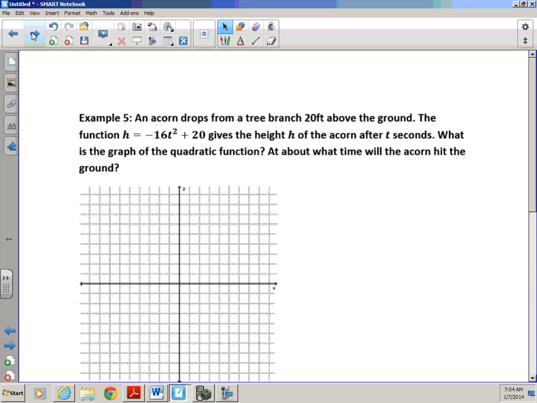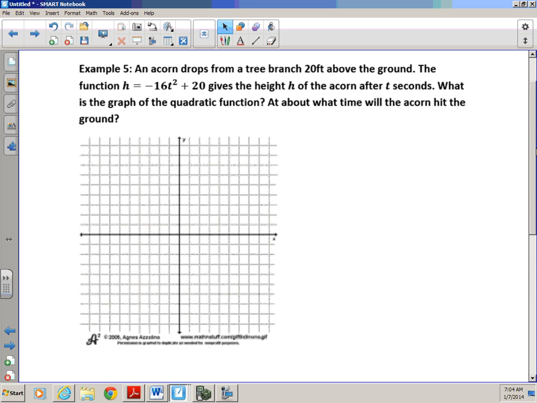In physics, there is a formula that determines how quickly an object descends from a given height. So we have an acorn dropped from a 20-foot branch, right? That's where the 20 is. And the formula is that h, the height, is -16t squared plus 20. What is the graph of this quadratic function? Now, what we're going to do here is we put this into our calculator.